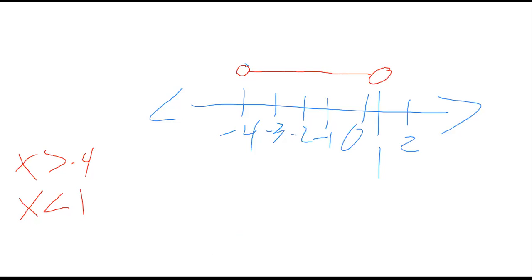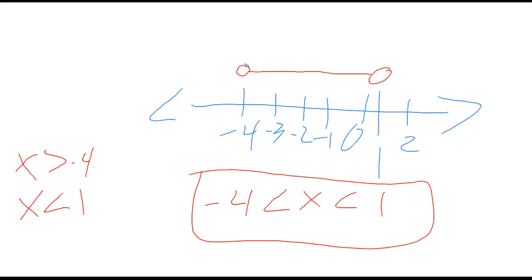Interesting. So usually we would write x is greater than -4 or x is less than 1. But in this scenario, we can actually write the answer like this, kind of like our domain or our range. It's everything that's going to be between -4 and 1. That's crazy.